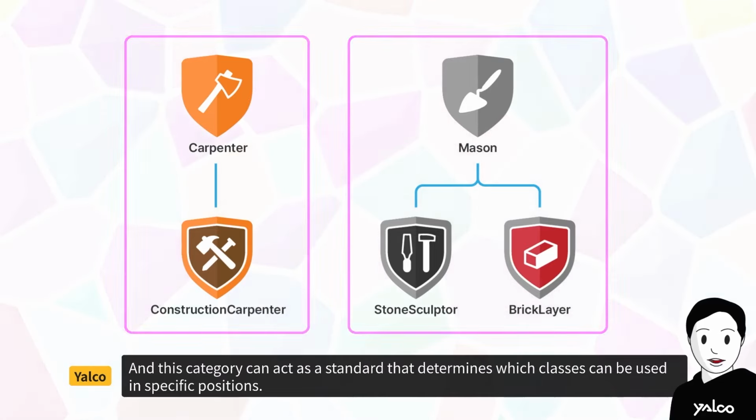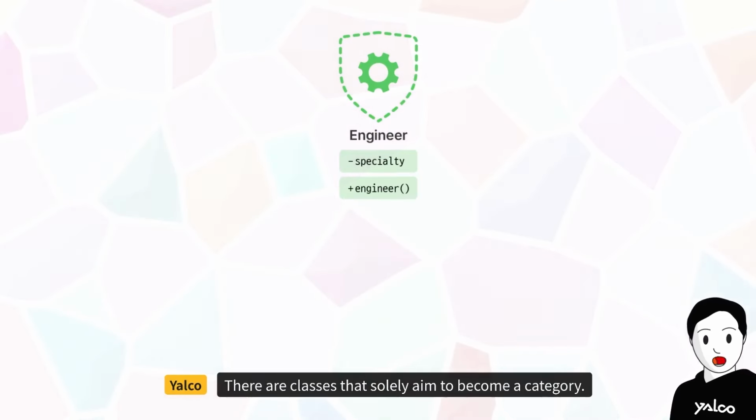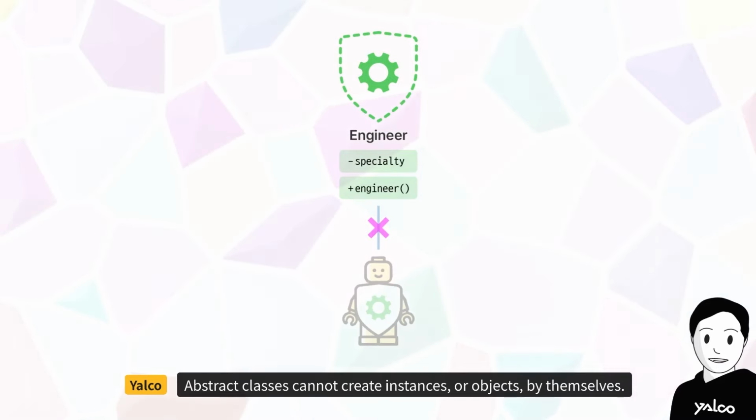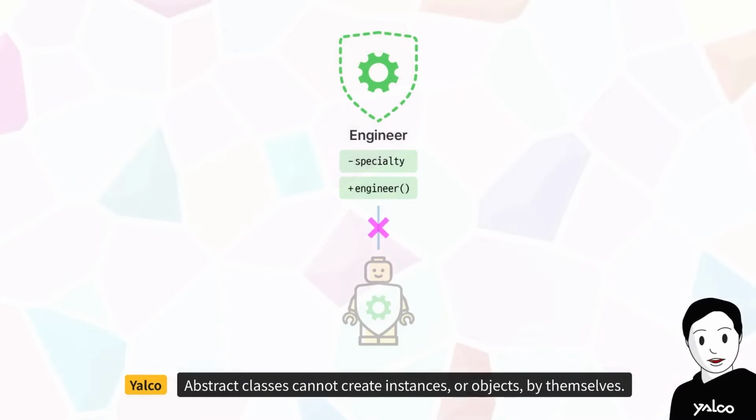And this category can act as a standard that determines which classes can be used in specific positions. There are classes that solely aim to become a category. This engineer class is an abstract class. Abstract classes cannot create instances or objects by themselves.